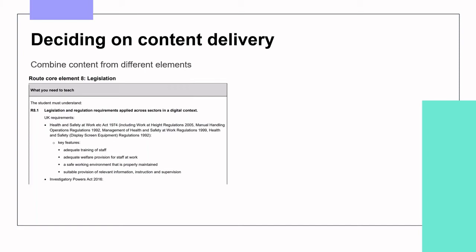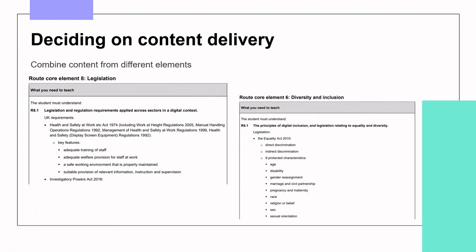what you may want to do is to mix up the content instead. Let's say, for example, if you have a member of staff who is really, really good at legislation, then you may want to combine route core element 8 with any other bits of legislation that occur within the content. So route core element 8 is all about legislation. So maybe we could combine the legislation content that appears within route core element 6 on diversity and inclusion.